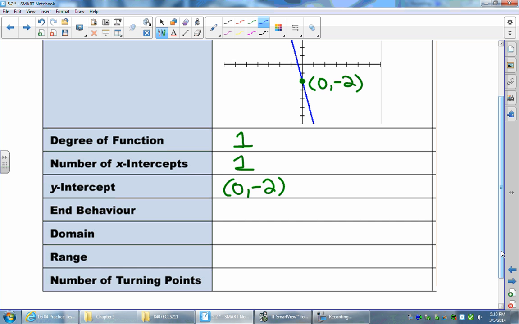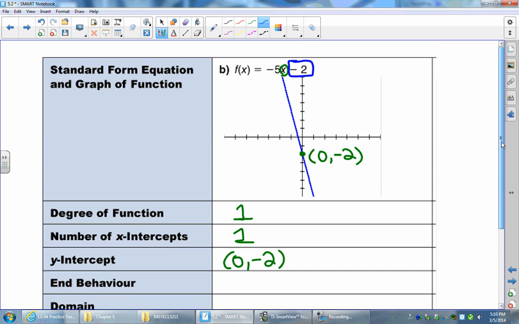Now the end behavior. We have to look at our leading coefficient. Our leading coefficient is the coefficient that's attached to the variable with the highest degree. Now we only have one variable here, so our leading coefficient must be negative 5. Now because our leading coefficient is negative 5, we know that the function slopes down to the right.